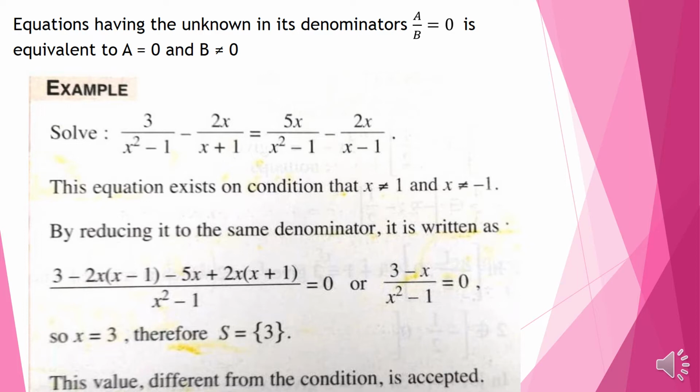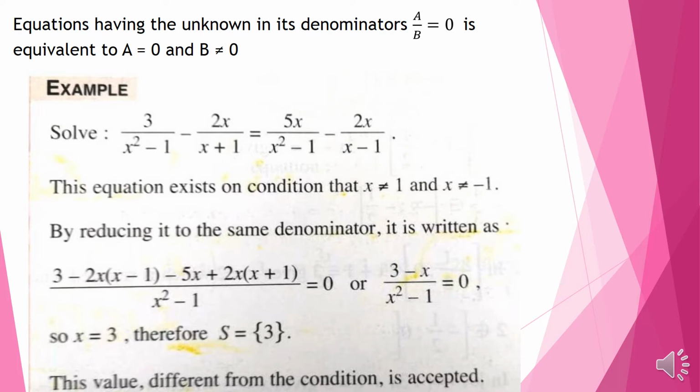By reducing to the same denominator, we have four denominators: x squared minus 1, x plus 1, x squared minus 1, and x minus 1. So what is the common denominator of these? It is x squared minus 1. Why? Since x squared minus 1 equals x minus 1 times x plus 1. Therefore, the common denominator is x squared minus 1.